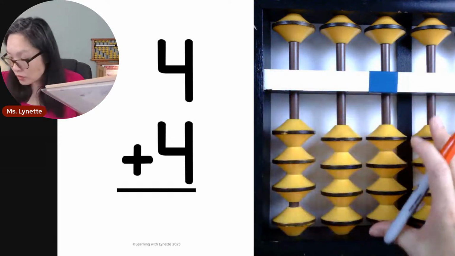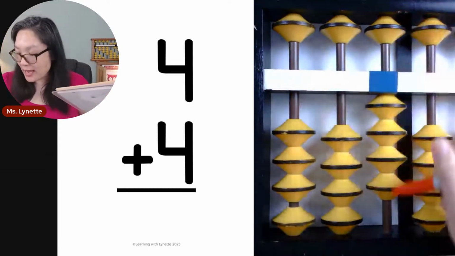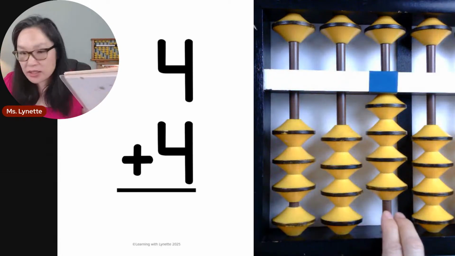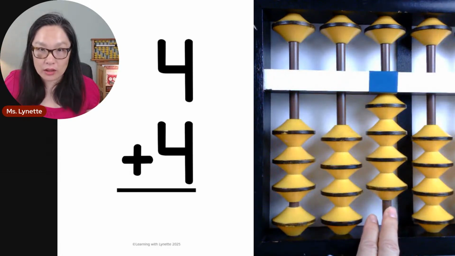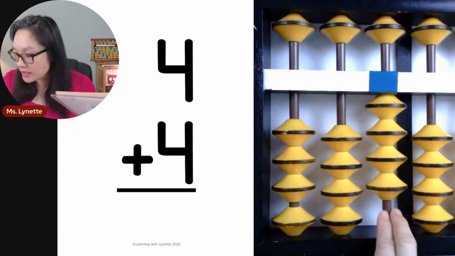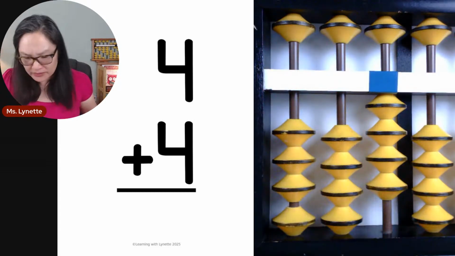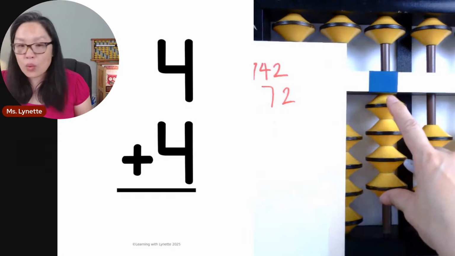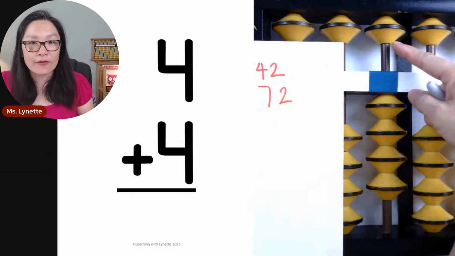But if I add 4 and I want to add another 4, the question that I usually ask my students is, is there enough beads to add another 4? That's the question that I always use every time. Is there enough beads? So if there's not enough beads to add 4, what's another way? Can we add the 5?